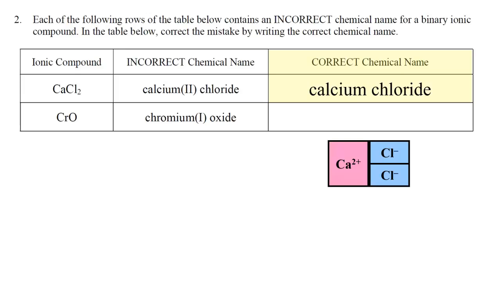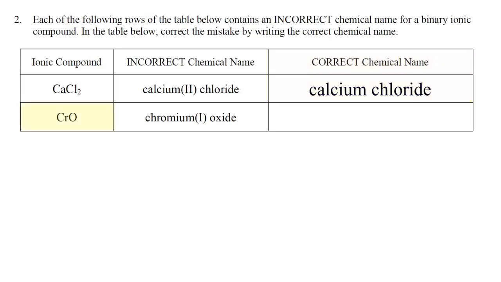Now, our next example, it's chromium, and it says that the chemical formula is CrO, and the incorrect chemical name has chromium Roman numeral 1 oxide. So first, let's go find chromium on the periodic table and see if we need a Roman numeral, and then we'll double check and see what the correct charge for that substance is.